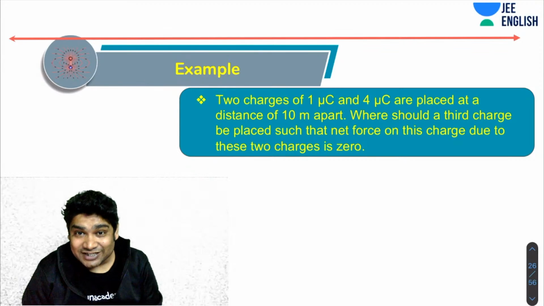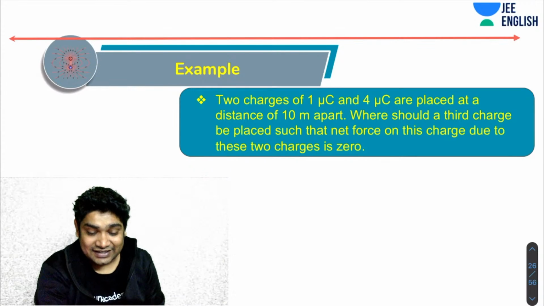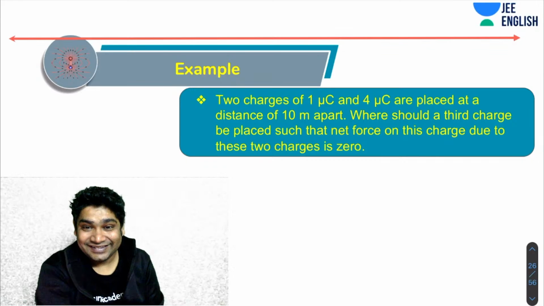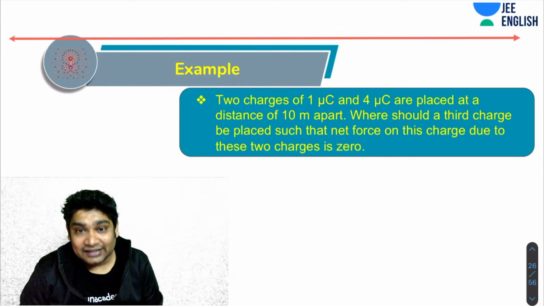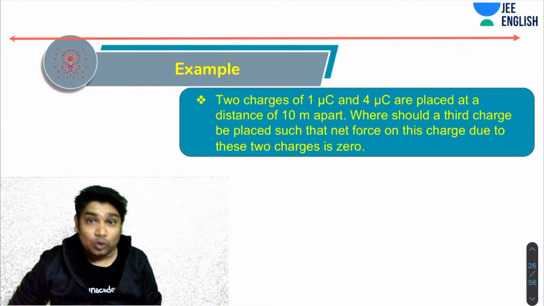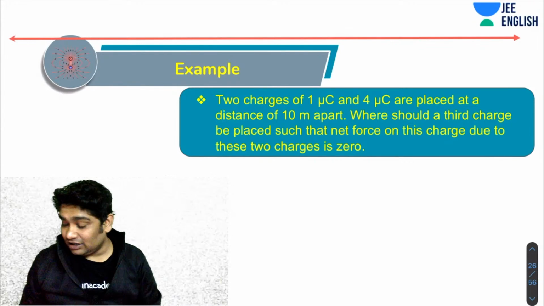Okay, so AP says 20 by 3 meters from charge number 1. Okay, let's see if that is correct. So all right. So Suraj says 3.33. Yeah, I think 3.33 is correct. 20 by 3 from charge 2. It will be AP. 20 by 3 from charge 2 will be the correct answer. Okay.